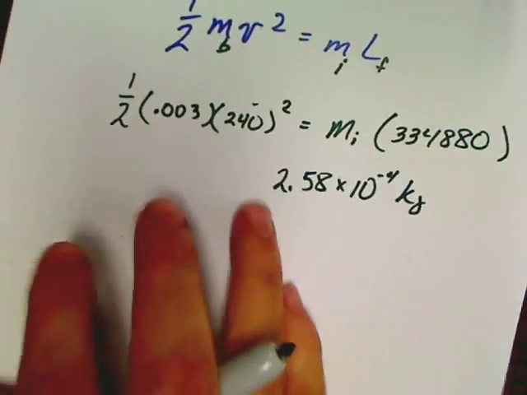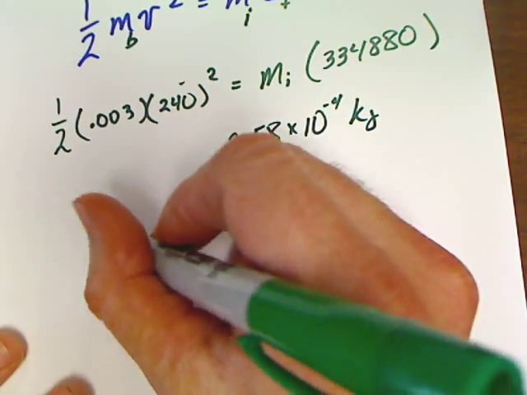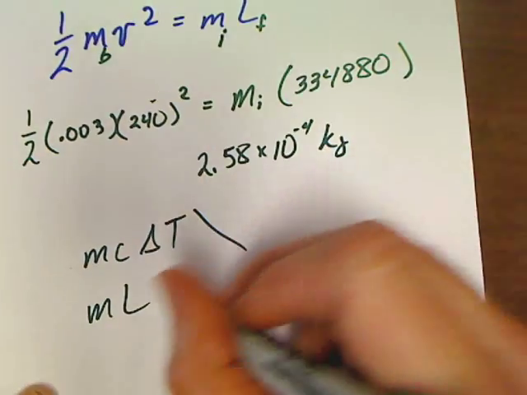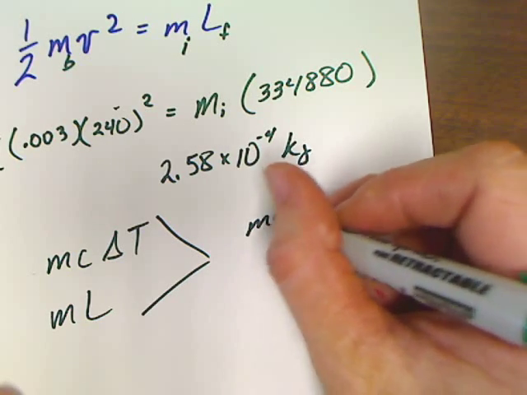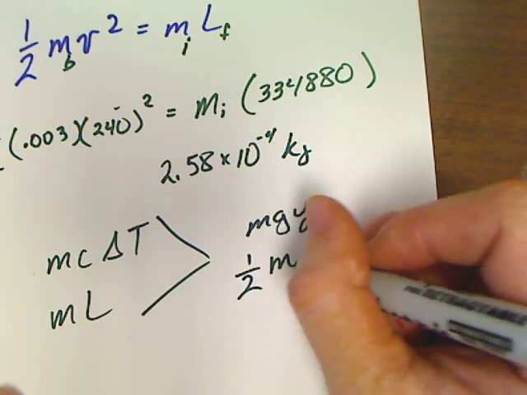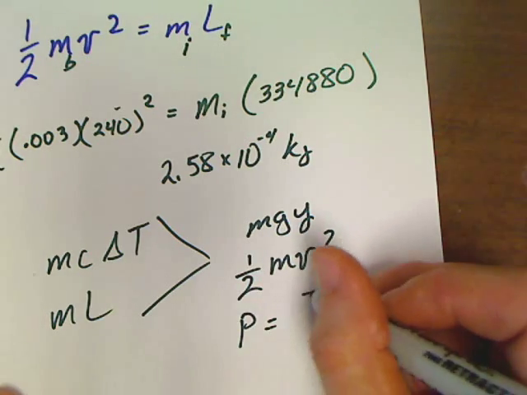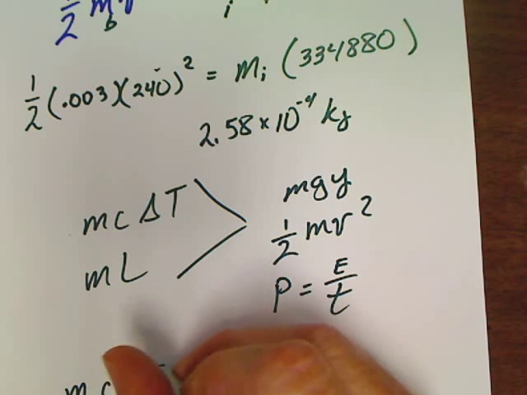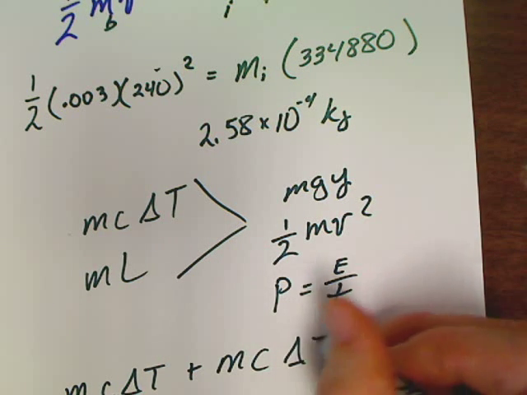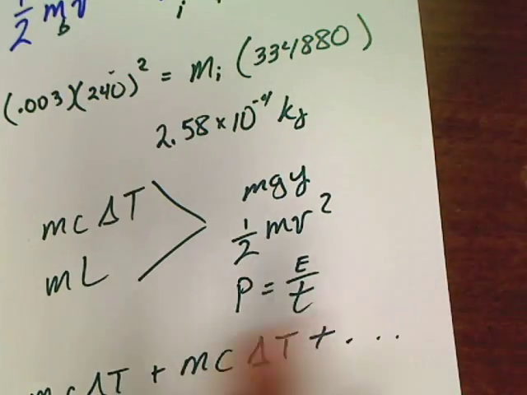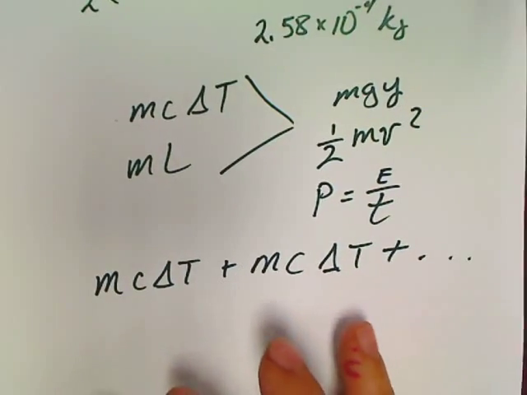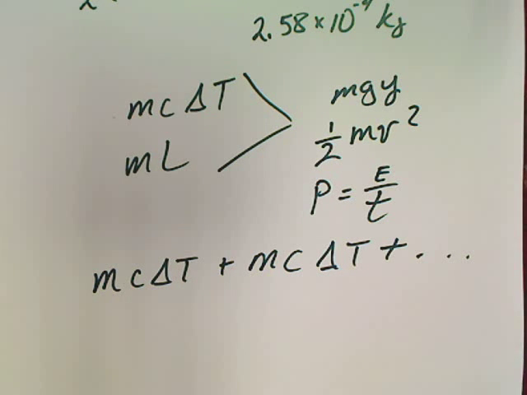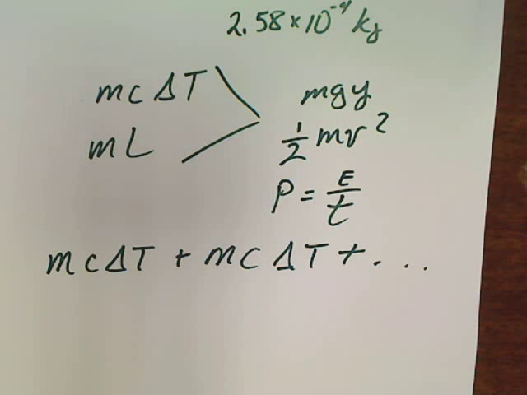So basically, for the test, it is nothing but MC delta T questions, mL questions. It might take this, mix it in with an MGY, a 1/2 MV squared, a power equals energy over time. Then the rest of the test is nothing but MC delta T plus MC delta T plus questions. You can hardly read that last part. I wish people would be quiet. But anyway, thank you. All right, well, you should be good to go for this test, so good luck.